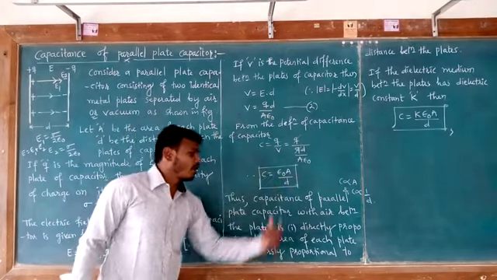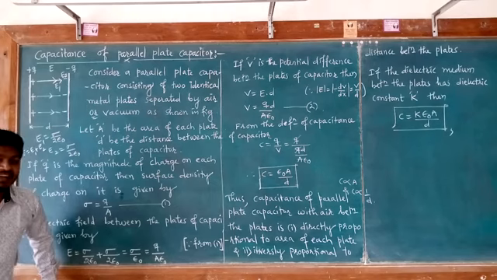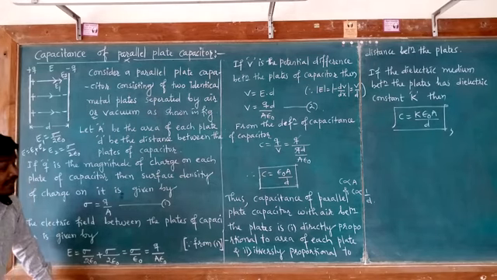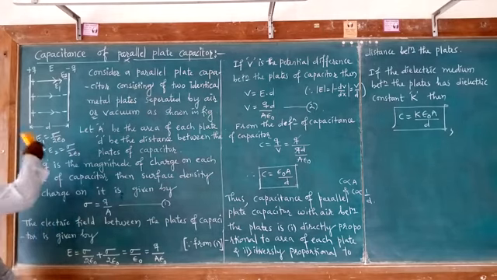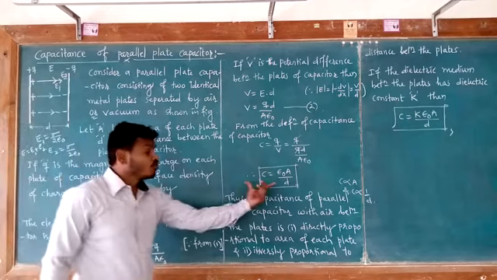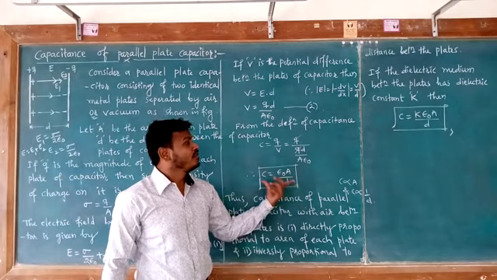C is equal to epsilon naught A divided by d, where epsilon naught is the free space permittivity, A is the area of cross section of each plate of the capacitor, and d is the distance of separation between the plates of the capacitor. This is the expression for the capacitance of a parallel plate capacitor.